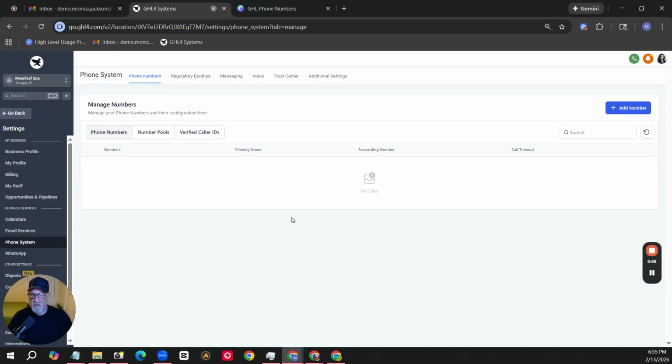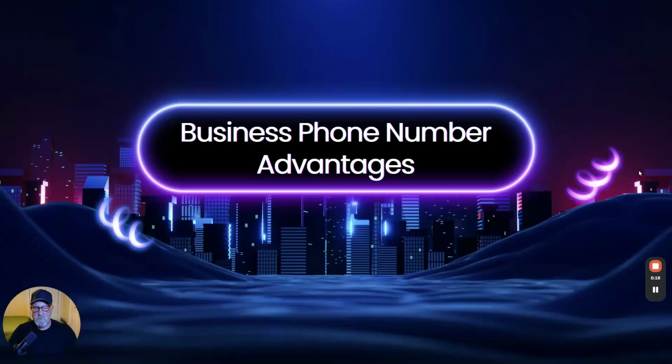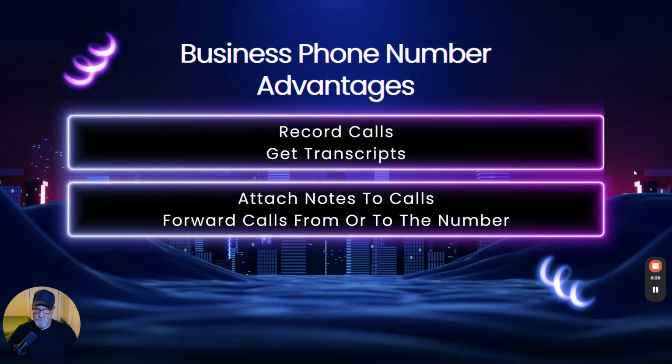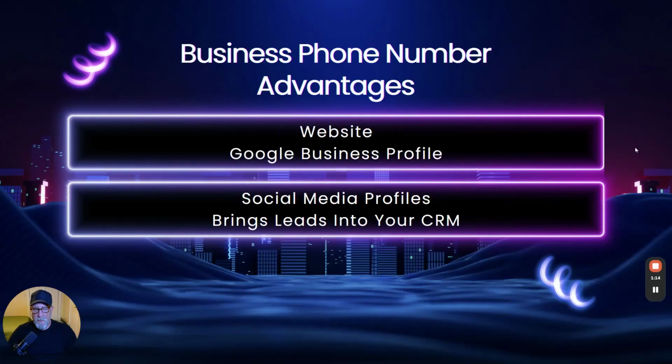So what are the advantages going to be for creating this phone number? It gives you a legitimate business number instead of using your cell phone. The number is integrated to your CRM, so every time you get a call, the numbers and contacts are integrated. You can record calls, you can get transcripts, you can attach notes to calls. If you have a legacy number, you can forward those calls to this new number, and all those calls will be recorded into your CRM.